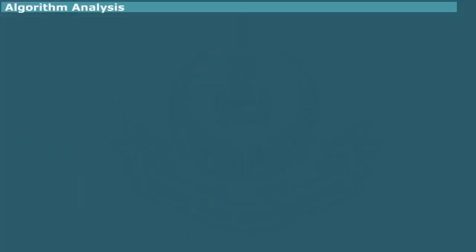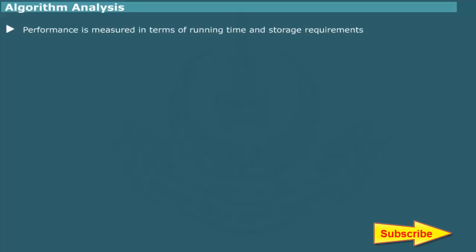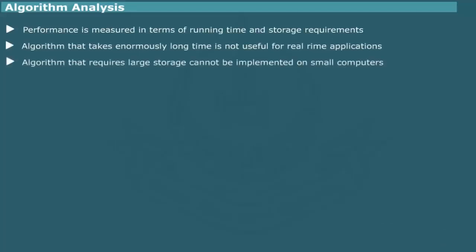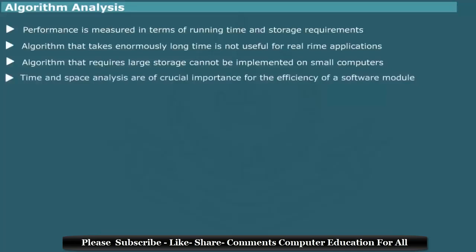Algorithm analysis. The performance of an algorithm is measured in terms of runtime and storage requirement as a function of input size. An algorithm that provides a correct result but takes an enormously long time is not very useful. It is, for instance, of little help in real-time problems which require a solution in split seconds. Likewise, an algorithm whose storage requirement increases rapidly with the input size is not amenable to implementation on small computers. Furthermore, there may be a trade-off between time and space requirements. Thus, both time and space analysis are of crucial importance in judging the efficiency of an algorithm.